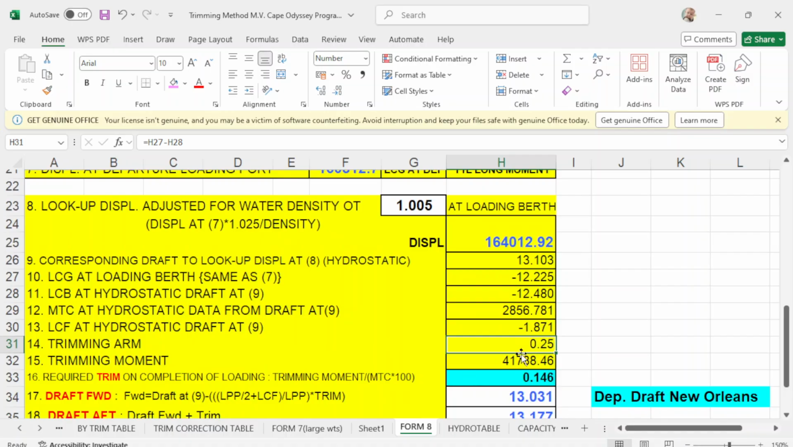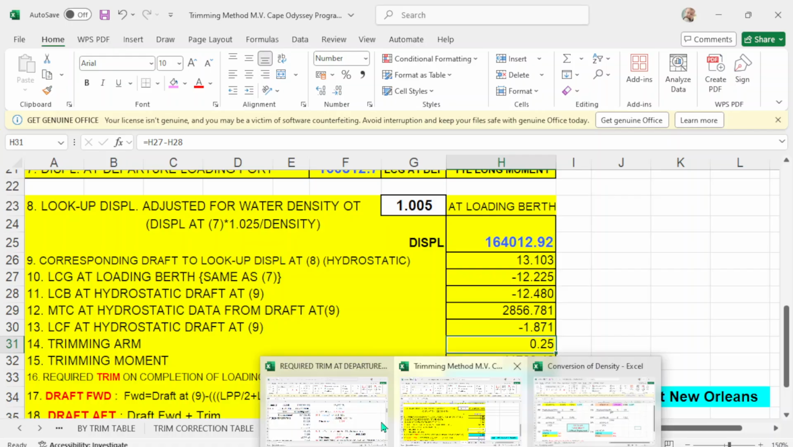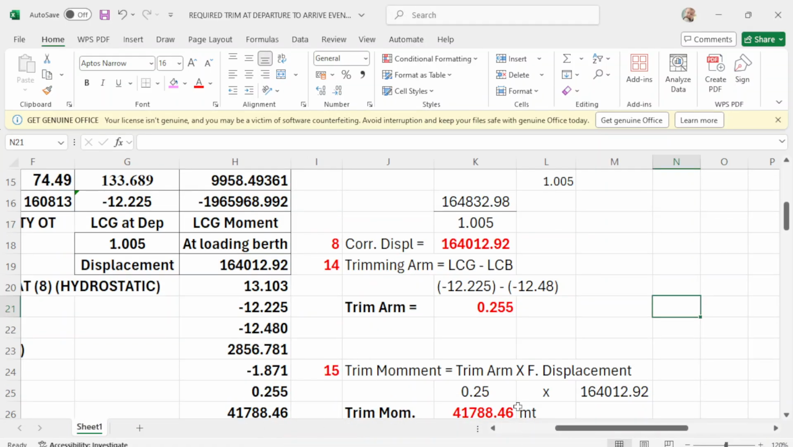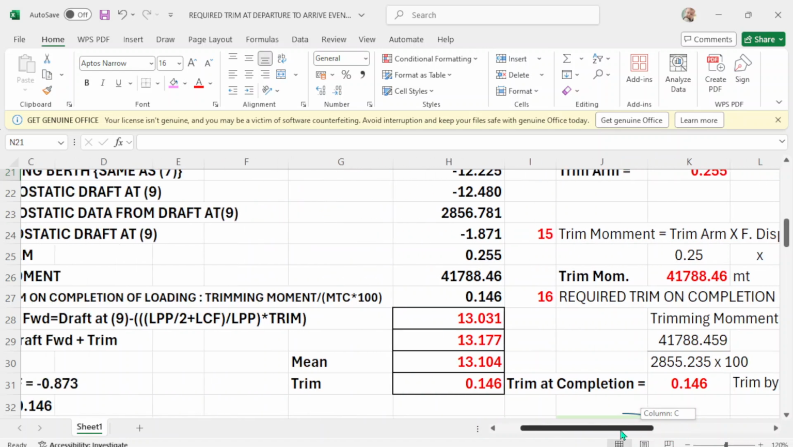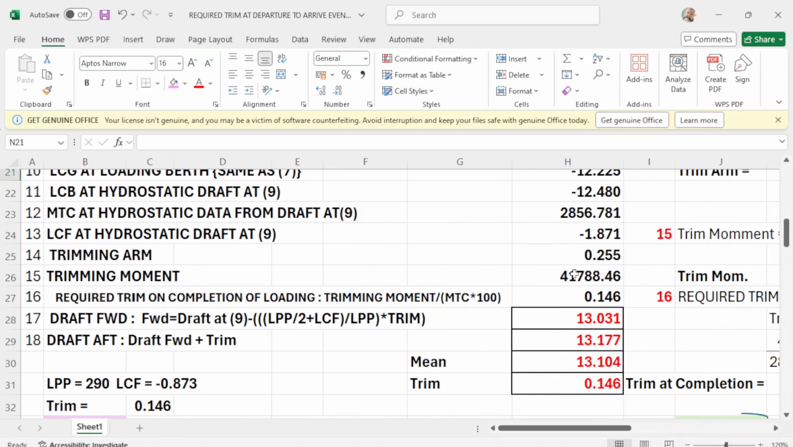Okay, take note, guys, to get the trimming arm is H27, which is your LCG minus your LCB. That will be 0.25. I got 0.225, which is this one. Okay, then next, number 15, trimming moment.